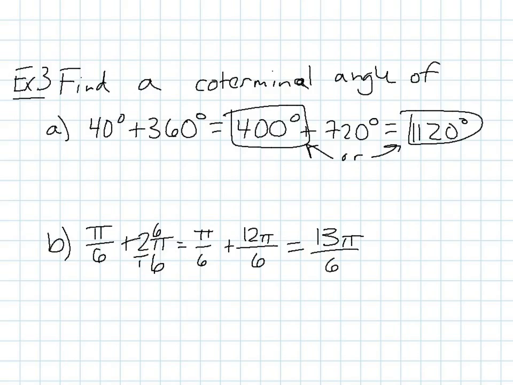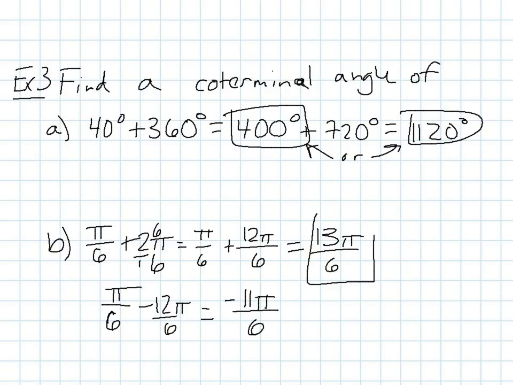And like I said before, I can subtract. So let's say I took pi over 6 minus my 2 pi. That's my 12 pi over 6 again. So that gives me negative 11 pi over 6. So these both would be answers. You can certainly do the same thing for degrees.